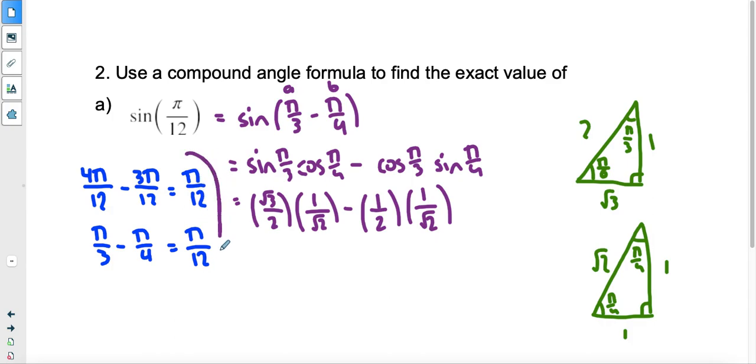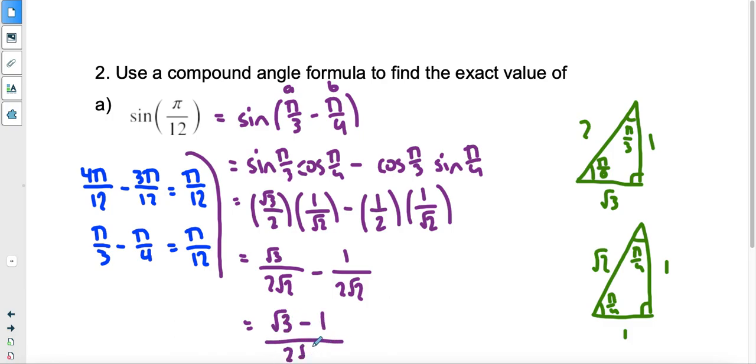And we can simplify that some more, right? Because here, if you look at this on the left, root 3 over 2 times 1 over root 2 is root 3 divided by 2 root 2. And here, 1/2 times 1 over root 2 is 1 over 2 root 2. And now, since my denominators are the same, I can just add my numerators together. So my final answer is going to be root 3 minus 1 divided by 2 root 2.